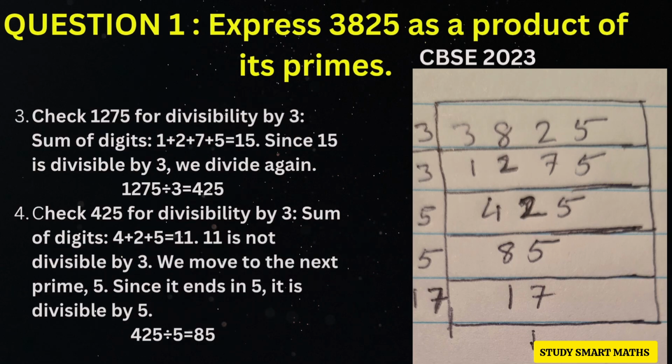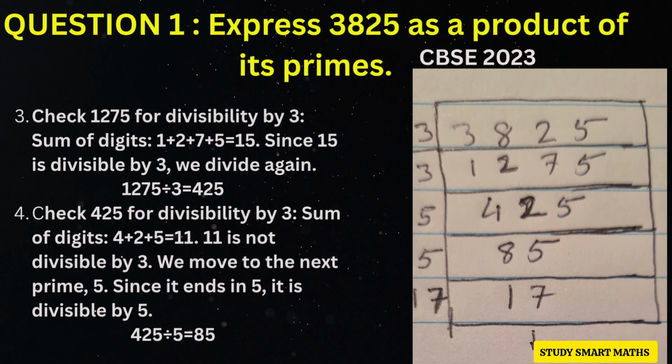1275. Check 1275 for divisibility by 3, sum of digits, 1 plus 2 plus 7 plus 5 equals 15. Since 15 is divisible by 3, we divide again. 1275 divided by 3 equals 425. Check 425 for divisibility by 3, sum of digits, 4 plus 2 plus 5 equals 11. 11 is not divisible by 3, we move to the next prime, 5.